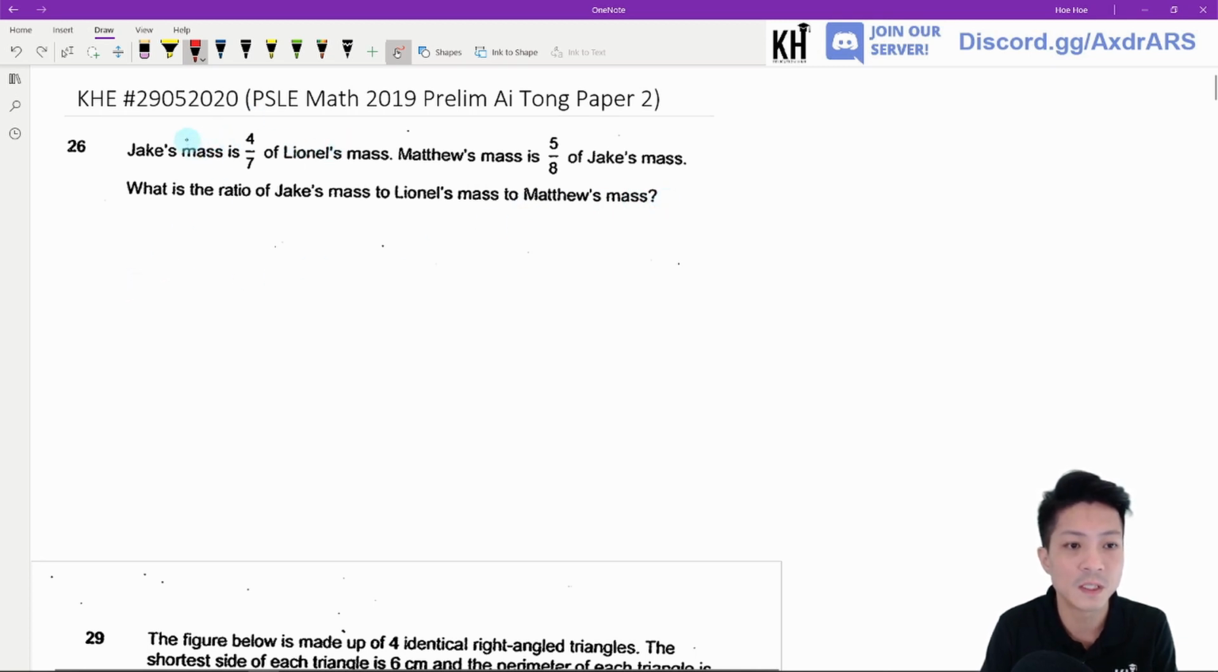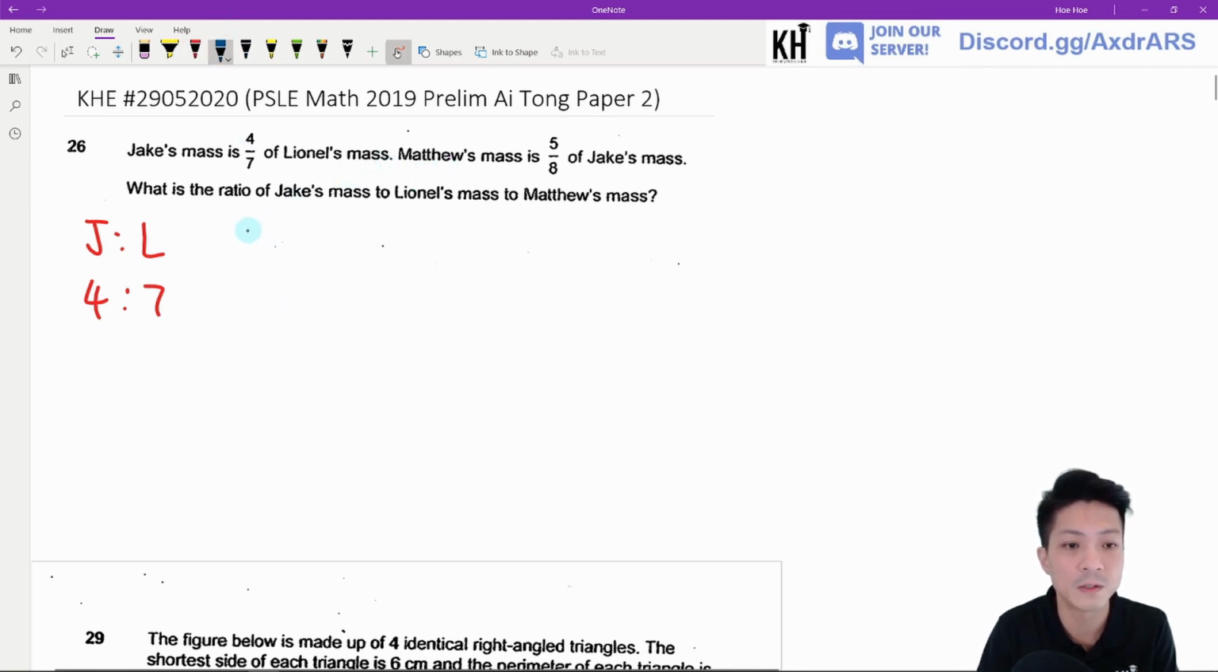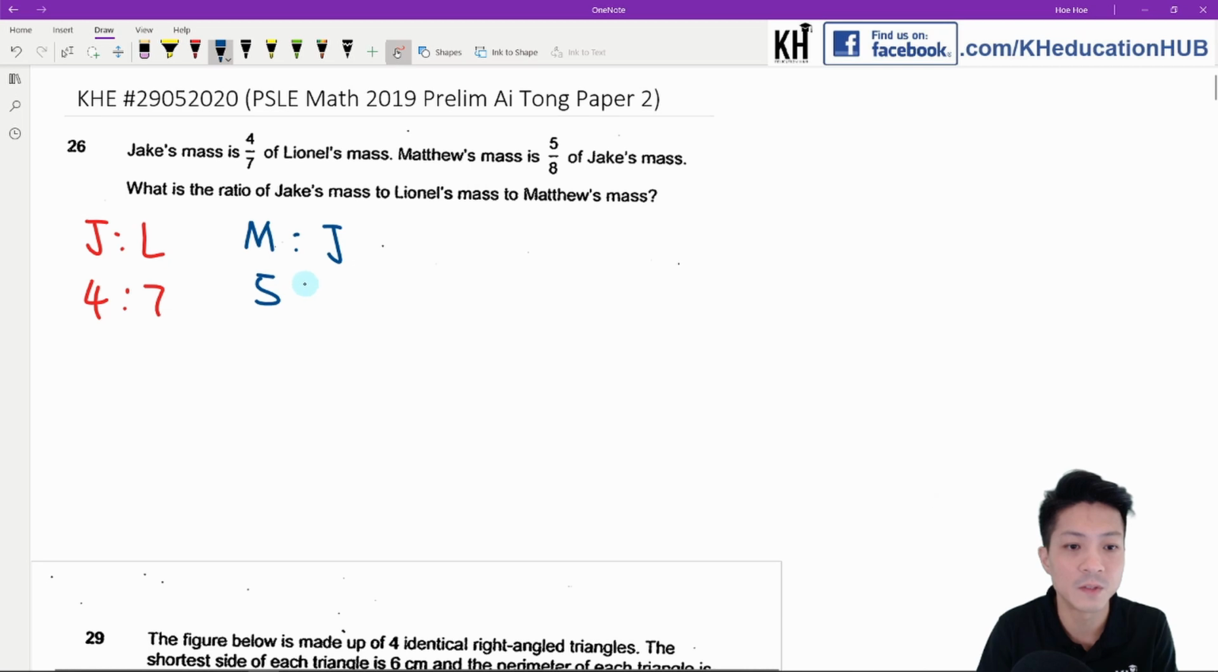Okay, so from the first sentence, Jake's mass is 4/7 of Lionel's mass. We have to realize that the ratio of the mass of Jake to Lionel will be 4:7. Okay, same thing from the next sentence. We have to know that the ratio of the mass of Matthew to Jake will be 5:8.